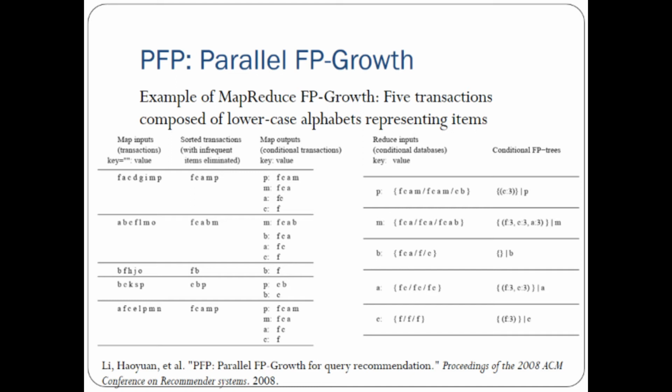And then in the end you form the conditional FP tree, where you say that if C has a value greater than 3, then P would also occur. In the second row, if F, C, and M have a value greater than 3, then M would also occur. Then B doesn't have any such values, meaning B can't be used for rule formation. Then if F and C are greater than 3, then A would occur.